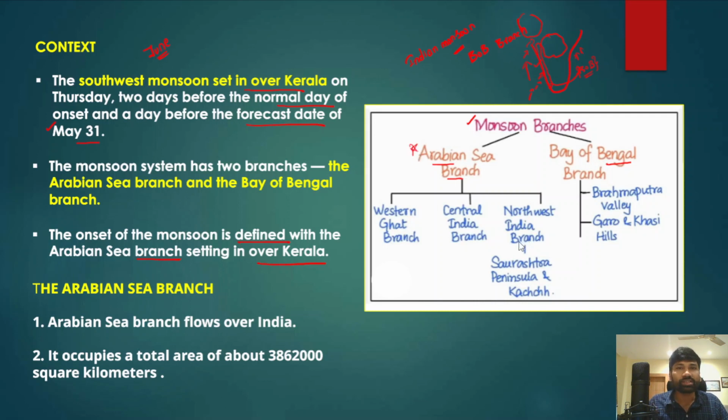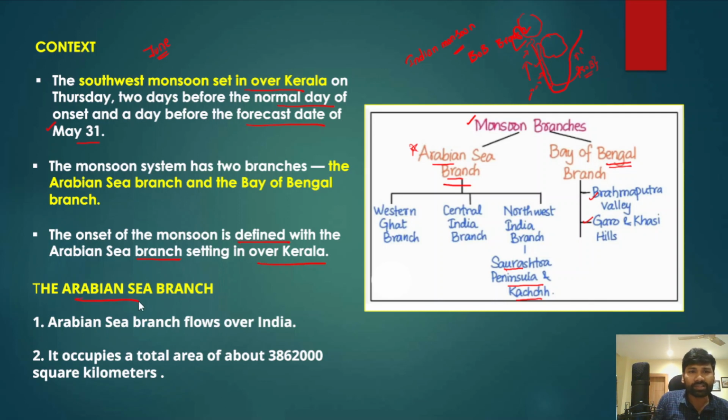So this northwest India includes Saurashtra, so Gujarat and Rajasthan regions, and the peninsula of Kutch. So right, this is the peninsula of Kutch. So all these regions come under the influence of the Arabian Sea branch. And on the other hand, when we talk about the Bay of Bengal branch, the Brahmaputra Valley and Garo Khasi hills come under the influence of this Bay of Bengal branch.